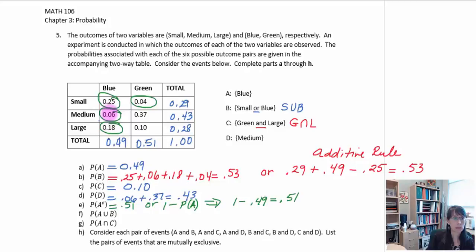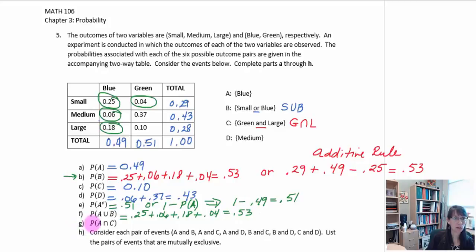So again, we could simply add up these 4 probabilities. So you'll notice they're the same probabilities involved with problem B. So our total is going to be the same. 0.25 added to 0.06 added to 0.18 and added to 0.04 makes 0.53.